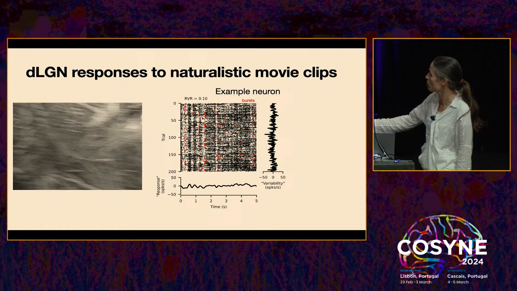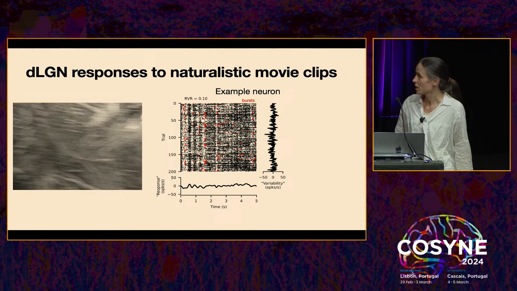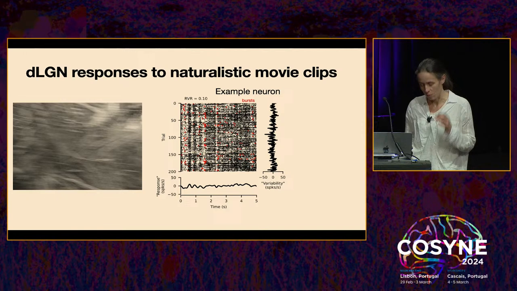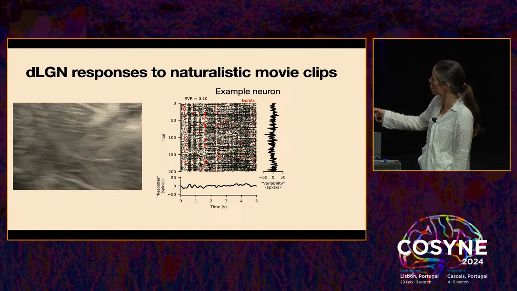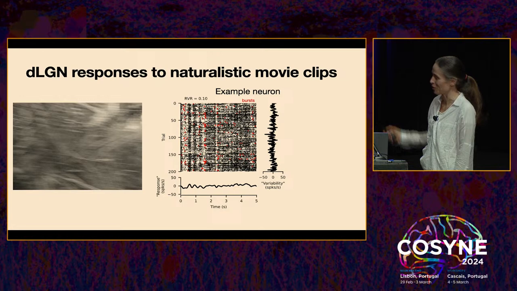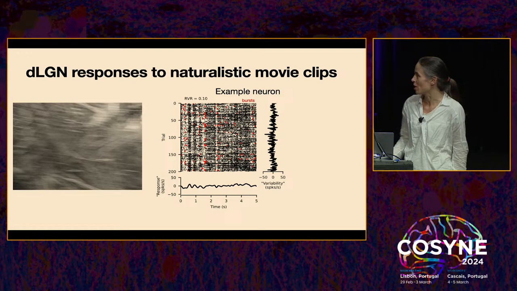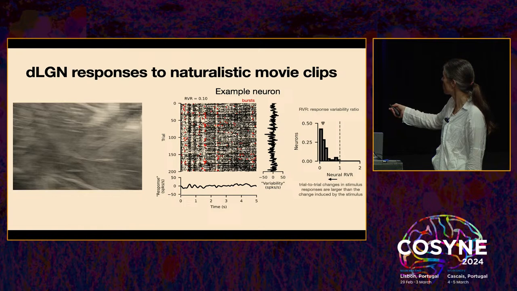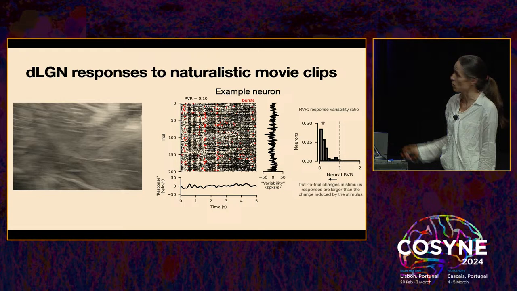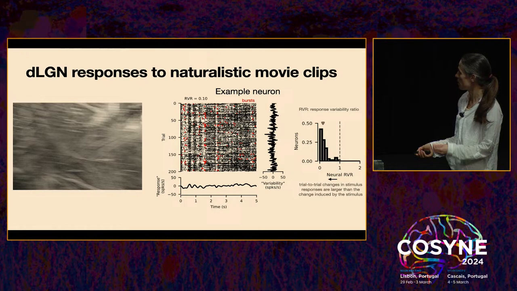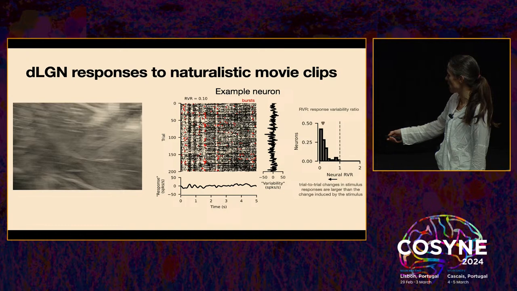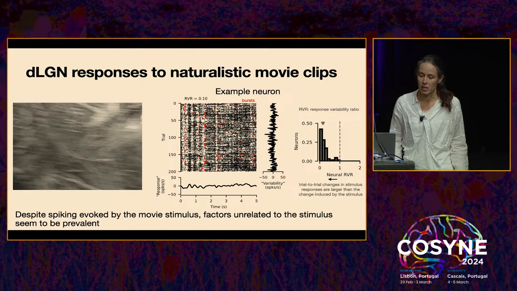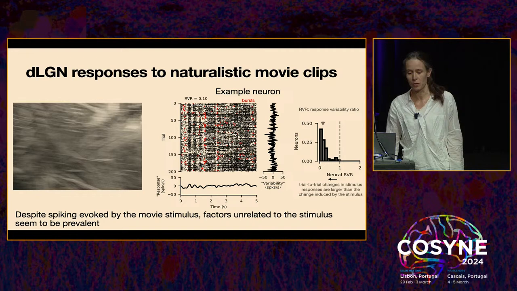What is very striking, I think, is that the response variability across time seems much smaller than the mean response and how it changes across trials. So the trial-to-trial variability seems to be much higher than the average response across time. We quantified this variability with a response variability ratio. This neuron had a response variability ratio of 0.1, which means that trial-to-trial changes in the response, so this axis here, are much larger than the change induced by the stimulus. This gives us hope that, despite spiking evoked by the movie stimulus, some factors unrelated to the stimulus still seem to be prevalent even under these conditions of movie viewing.